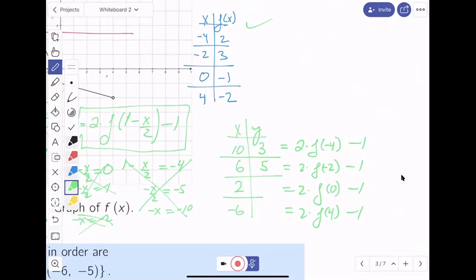That's going to be f of 0. What's f of 0 minus 1? That's going to be minus 2 minus 1, which is minus 3. Okay. What's f of 4? It's minus 2. 2 times minus 2 is minus 4. Minus 4 minus 1 is minus 5.